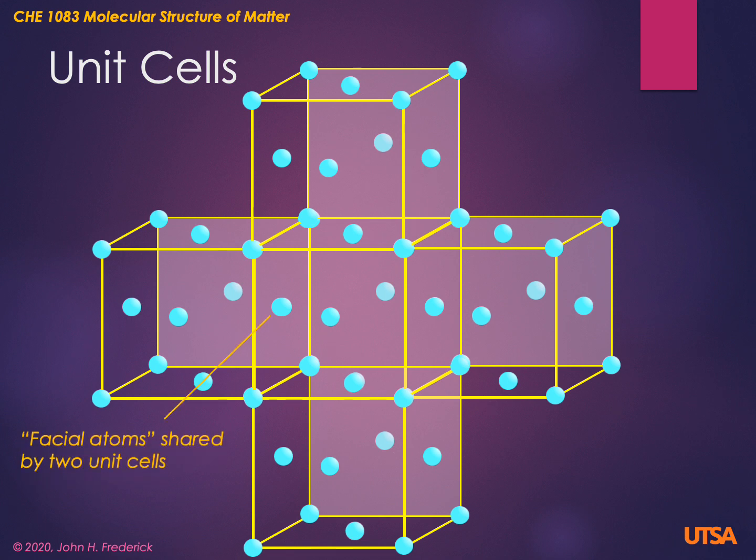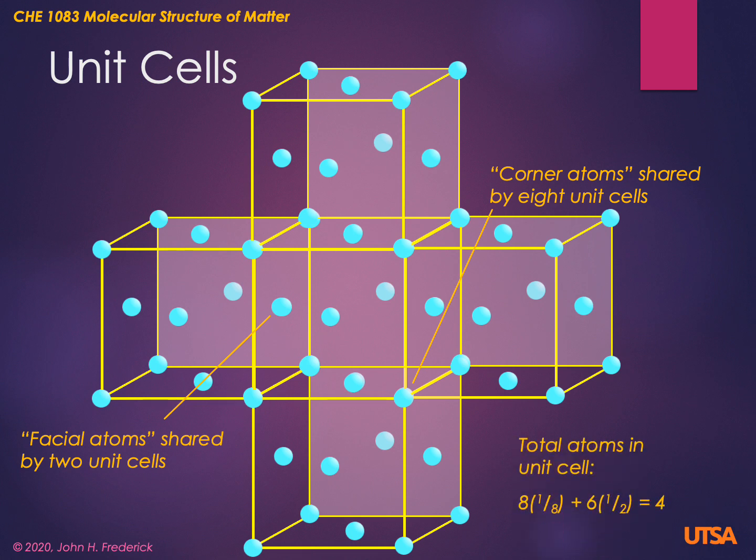I want you to note that the facial atoms are shared between 2 different unit cells. So in effect, each unit cell only gets half of that atom. Similarly, the corner atoms are shared by 8 different unit cells. So in effect, the portion of the atom that is in each unit cell is 1/8 of the atom. This means that the total number of atoms in each unit cell is 8 times 1/8 plus 6 faces times 1/2 each. So it's a total of 4 atoms. So each unit cell in this array contains 4 atoms. So the total number of unit cells will be the total number of atoms divided by 4.